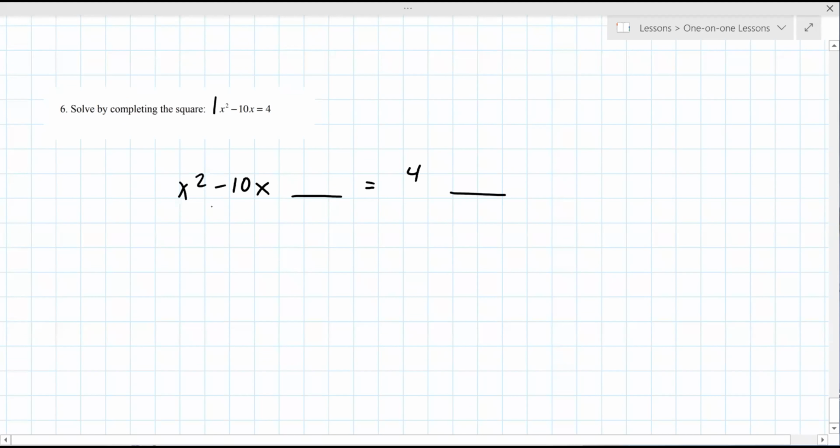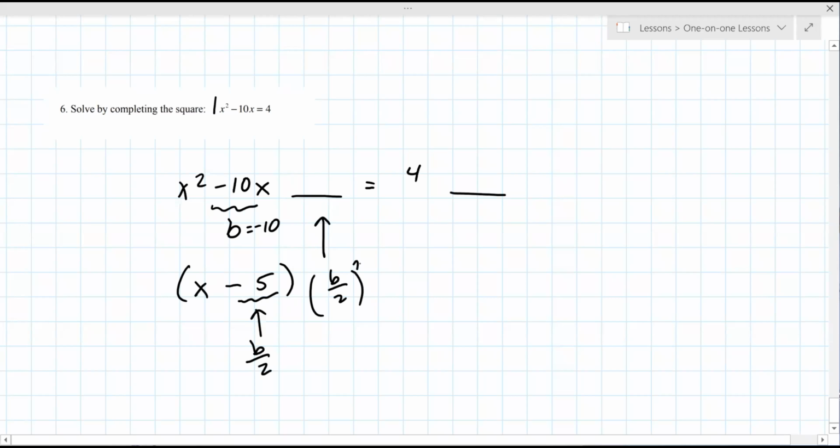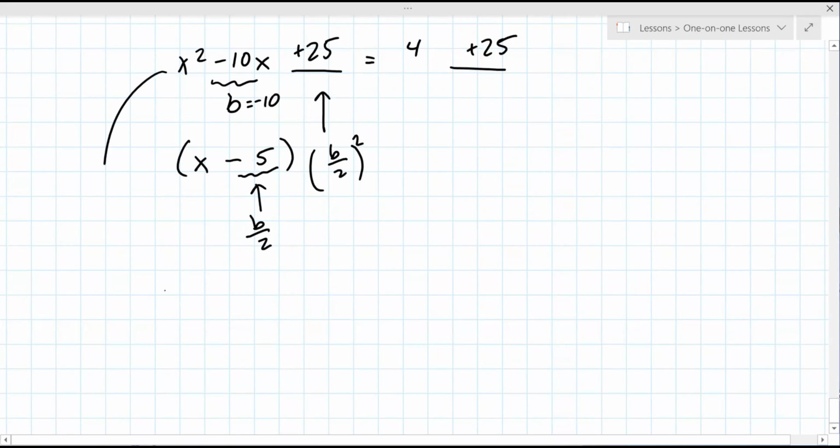Well, that number, if this is b, is minus 10 in this case, it becomes x minus 5. This number right here is b divided by 2, and the number that goes here is b divided by 2 squared. And if you followed that, then b divided by 2 squared, minus 5 squared, is 25. So there's a lot of things going on here. Like the left side, this left side becomes x minus 5 squared. The right side becomes 29.